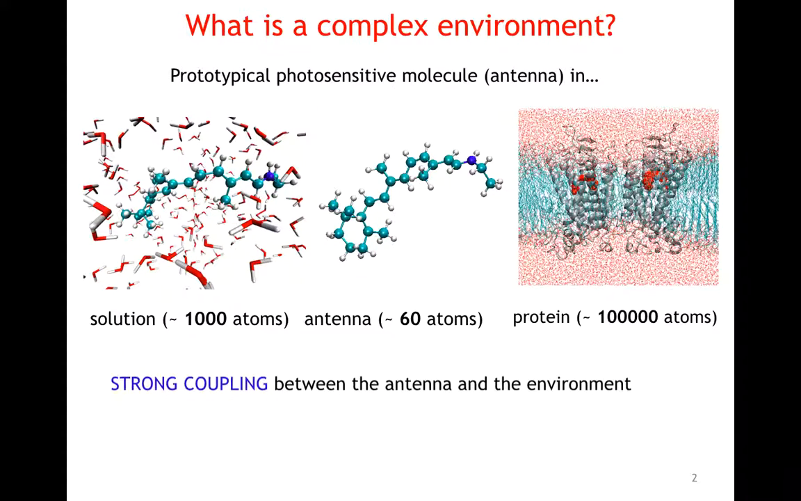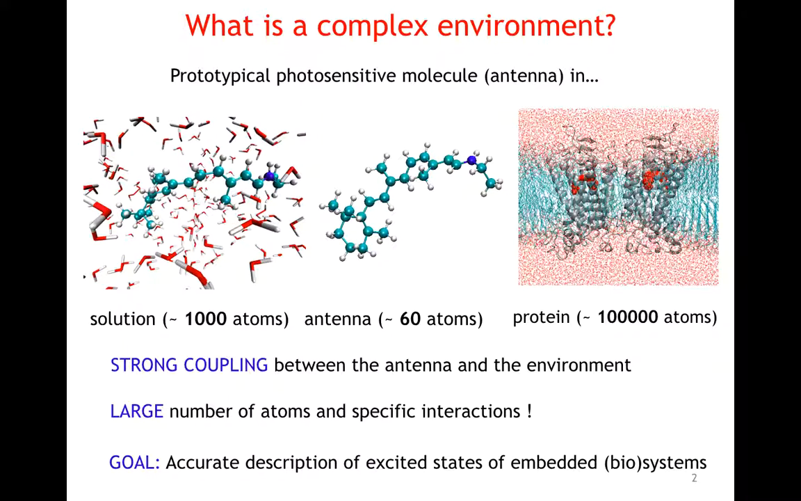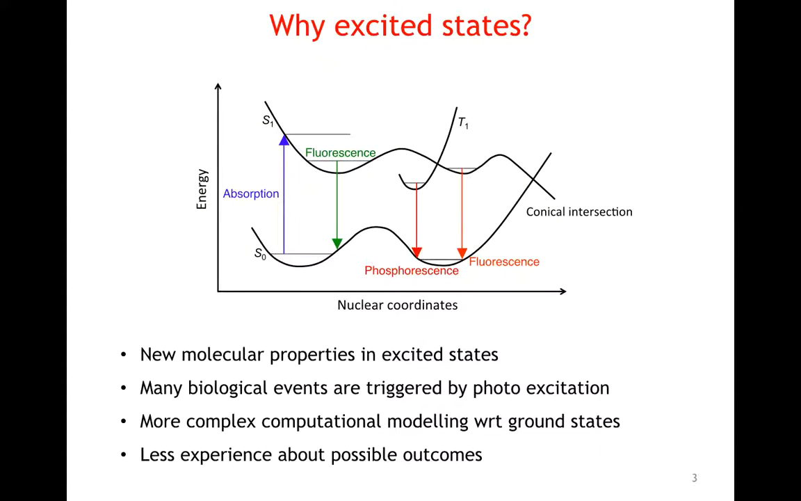In these systems we have common features such as a strong coupling between the antenna and the surrounding environment, and we have a large number of specific interactions between the atoms of the antenna and the atoms of the environment, and the computational goal is to provide an accurate description of the excited states of this embedded antenna in its environment. So the question can be at this point, why should we bother about excited states?